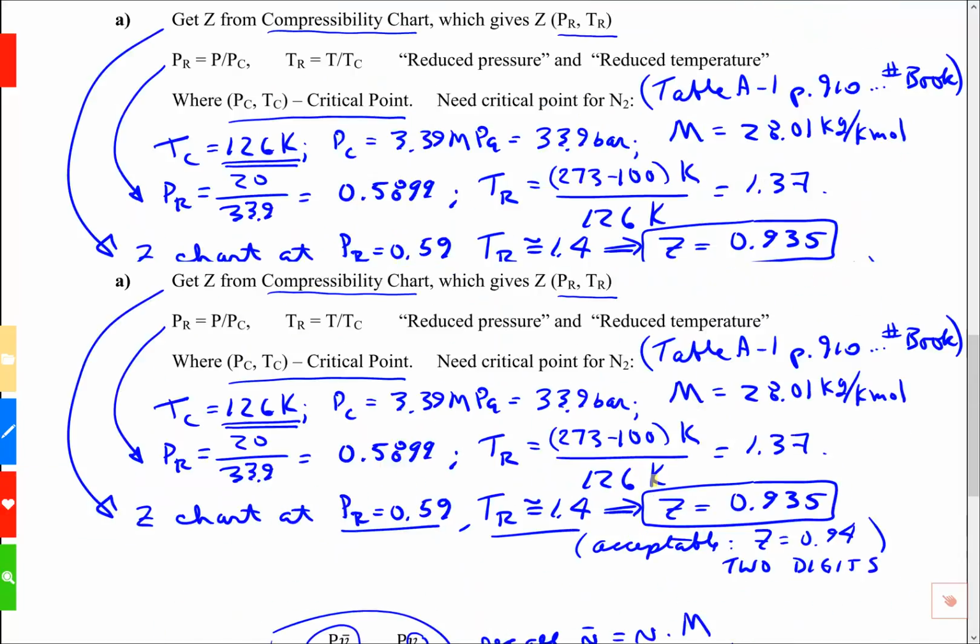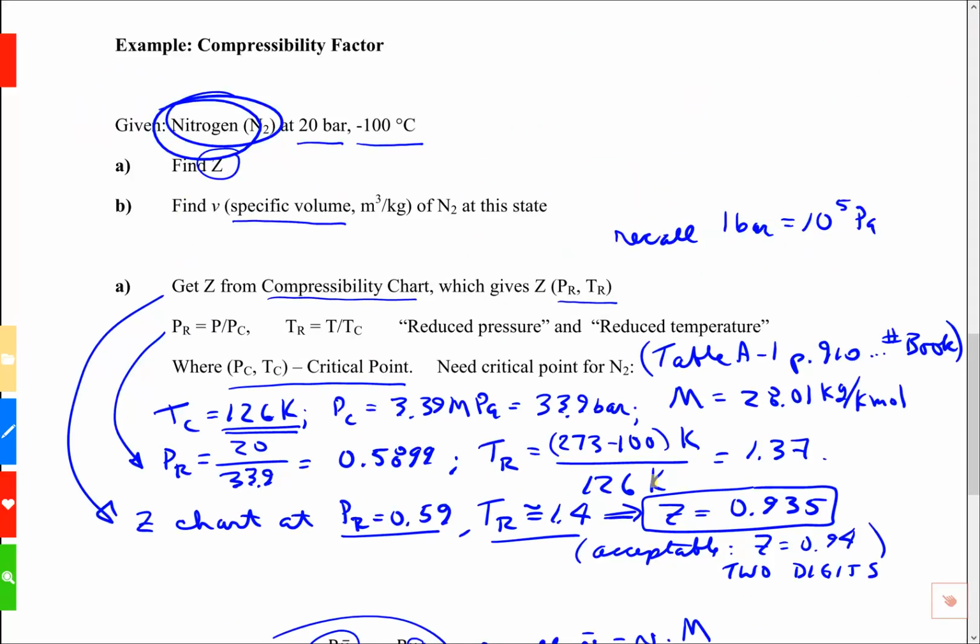When you're asked to find a compressibility factor, you use the chart. It turns out that it's important when the state you're interested in, in this case high pressure and low temperature, is close to the critical point. And the critical point for nitrogen is 126 Kelvin and about 30 some atmospheres. So high pressure, low temperature, we have to worry about compressibility factor.